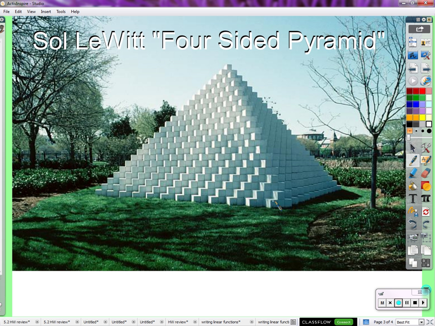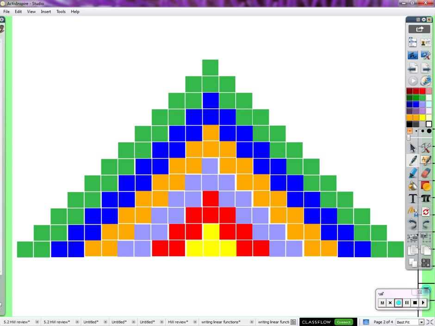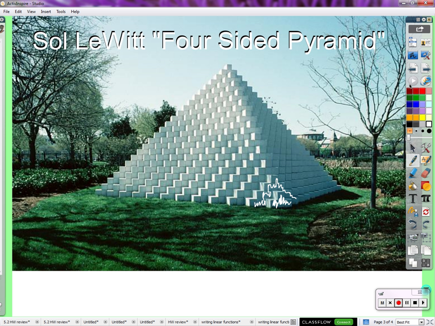Here's figure 1, 4 blocks. Figure 2, 12 blocks. You see figure 1, figure 2, figure 3, figure 4, hanging inside of each other. If I were to go back a slide, it would be like we're looking right at the front of this thing. This is a sculpture in Washington, D.C. called the Four-Sided Pyramid. It's a nice example, used in quite a few textbooks as an example of this kind of pattern.